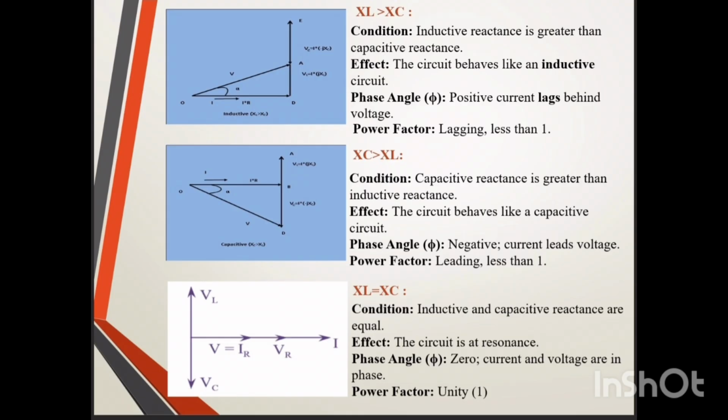For the second condition, capacitive reactance is greater than inductive reactance. The circuit behaves like a capacitive circuit, the phase angle is negative, the current leads the voltage, and the power factor is less than 1 and leading. And the third condition, which is the resonant condition, where capacitive reactance is equal to inductive reactance, the phase angle between current and voltage is 0, so current and voltage are in phase, and the power factor for this condition is unity.